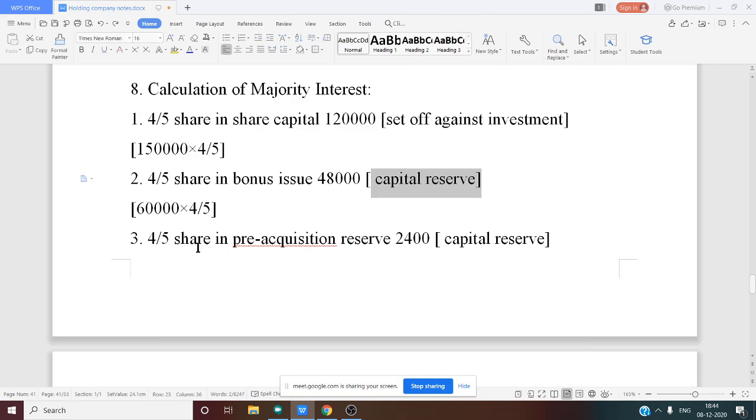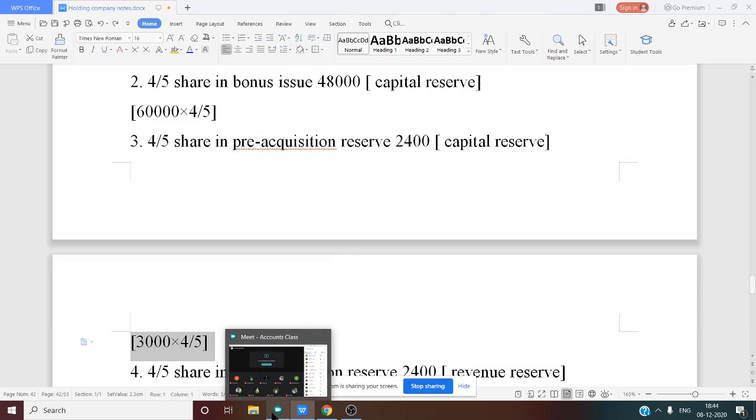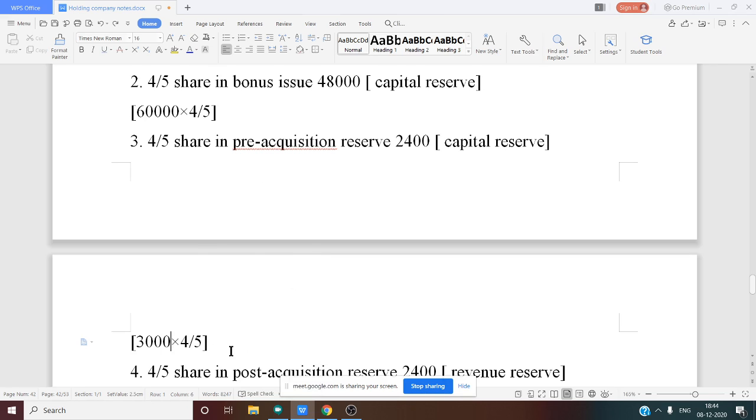Next, 4 by 5 share in pre-acquisition reserve. Pre-acquisition reserve, if you see, is 3,000. Why 3,000? Because 3,000 was there at the time of acquisition. Total reserve is 6,000, but we want only pre-acquisition, so we take only 3,000. 3,000 into 4 by 5, 2,400 is the pre-acquisition reserve answer. This is capital reserve. Again, pre means long term in nature. That is point number 3.